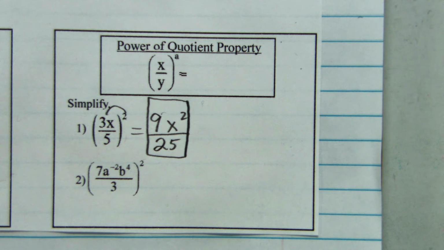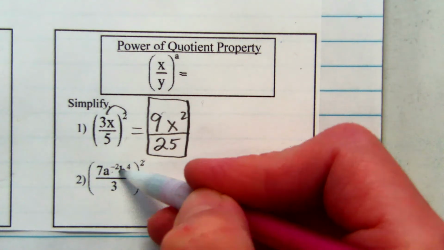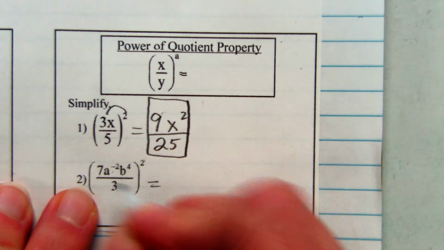On number 2, before I squared everything, you can do it a couple of ways. We can square everything and then take care of the negative, or we can take care of the negative and then square. What do you guys want to do first? I'm squaring first. Squaring first, we can do it. So what is 7 squared?